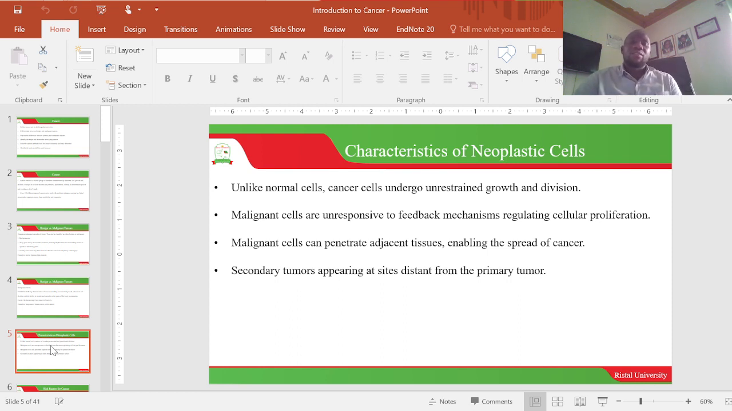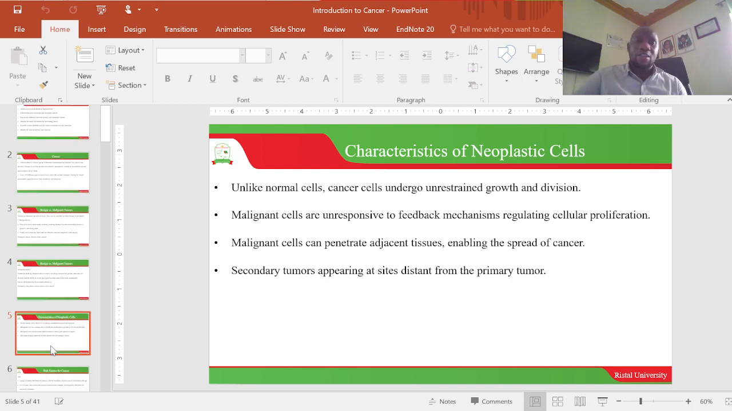So the secondary tumors, these are the ones now arising from the spread of cancerous cells. You can have cancer of the ovary, for example, and then end up causing metastatic tumors on the lungs. The ones on the lungs are what we call the secondary tumors. Sometimes you can have these tumors, but relocating where the primary tumor is can actually be very hard. So it is possible to have secondary tumors, but locating the primary tumors can be hard.